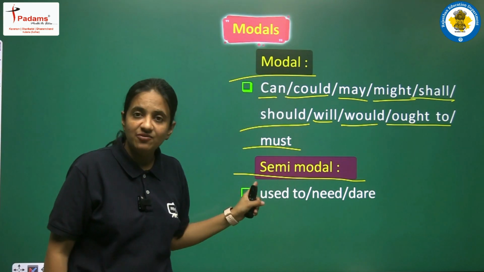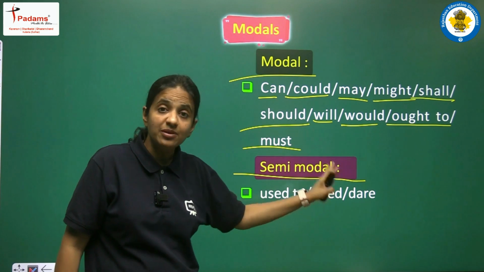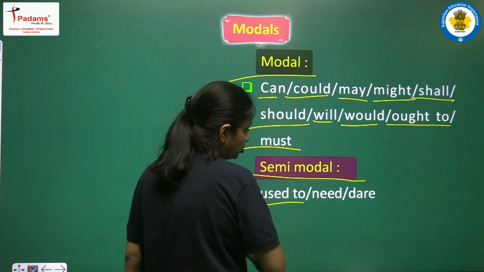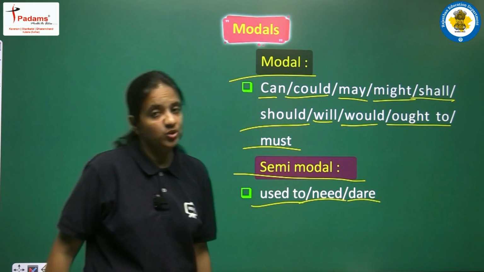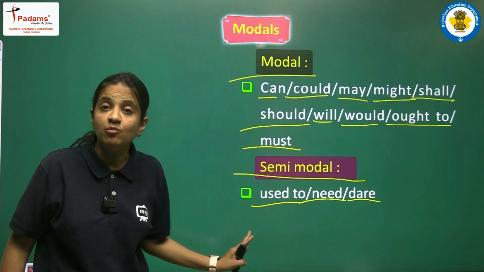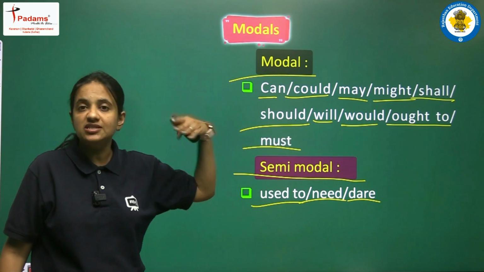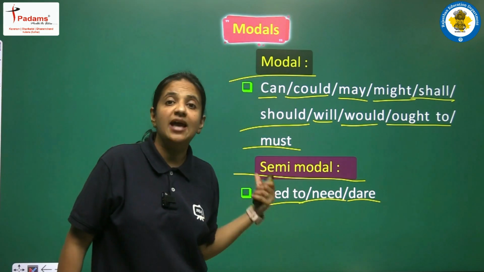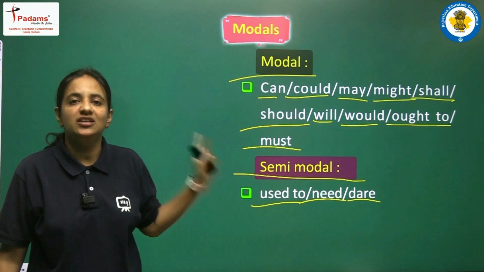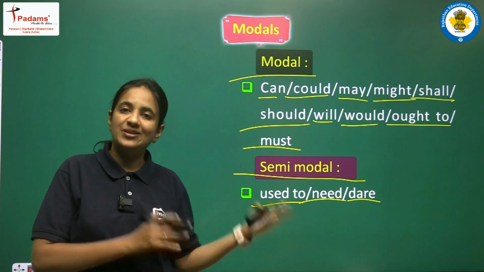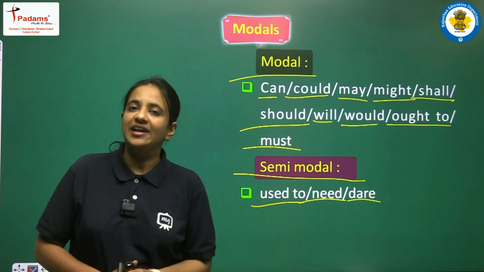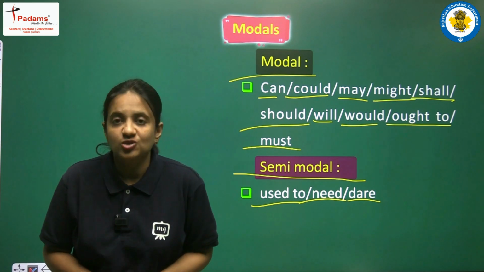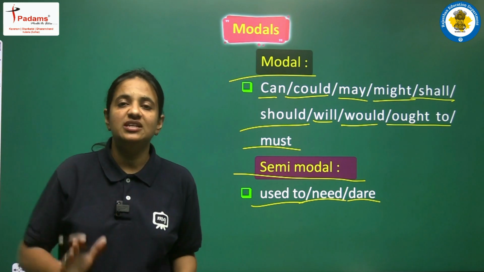Now the second category we have here is known as semi-modal. In this category we have three words: used to, need and dare. So yes, we have a total of 13 modals and we can divide them into two subcategories. These words are known as modals and these three words are known as semi-modals. We will cover all the modals one by one and discuss their different uses. We will also discuss some examples so that we can perfectly understand the uses of these modals.